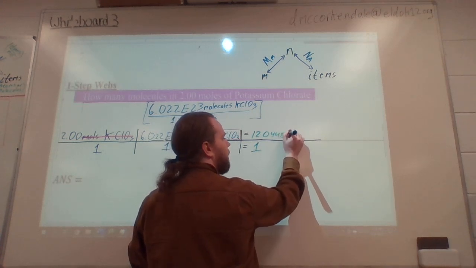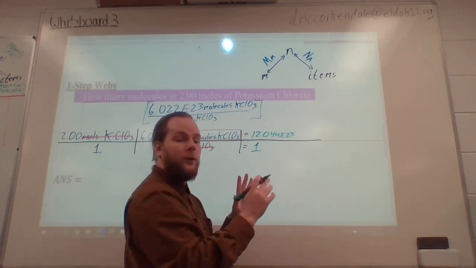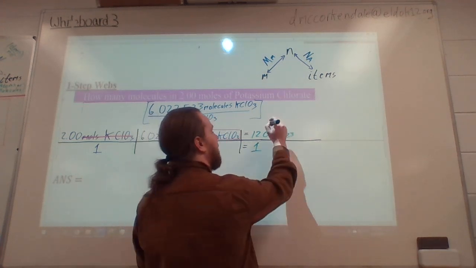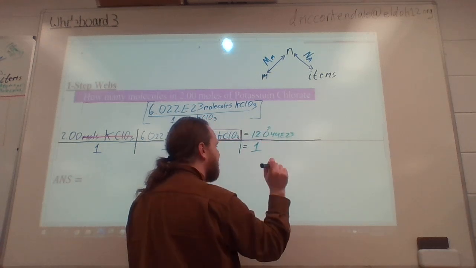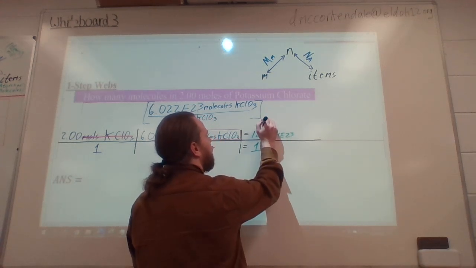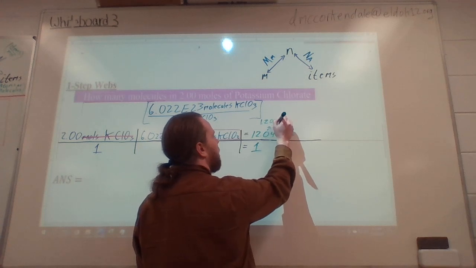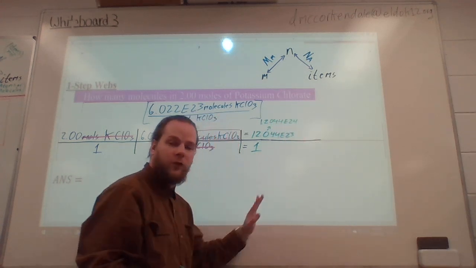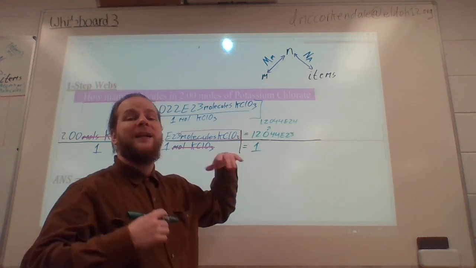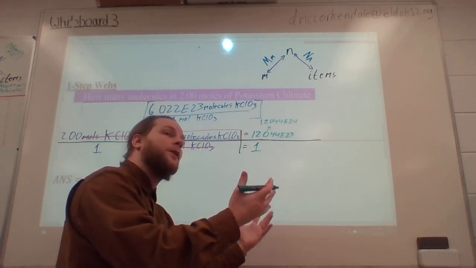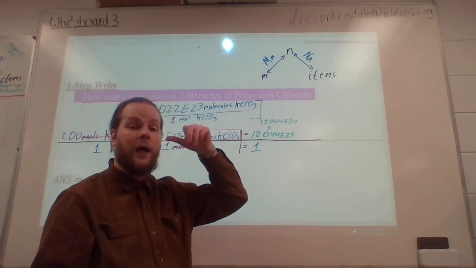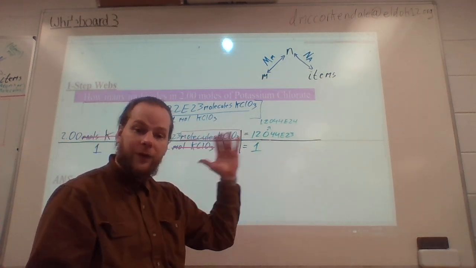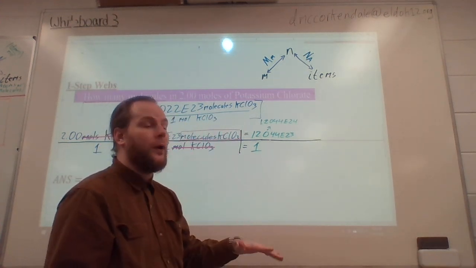12.044 E23. Now, if you type that into your calculator, I'll tell you it's going to give you a slightly different answer. It's going to tell you 1.2044 E24. Those two numbers are the same number. Technically, with scientific notation, you're only supposed to have one number on this side of the decimal point.